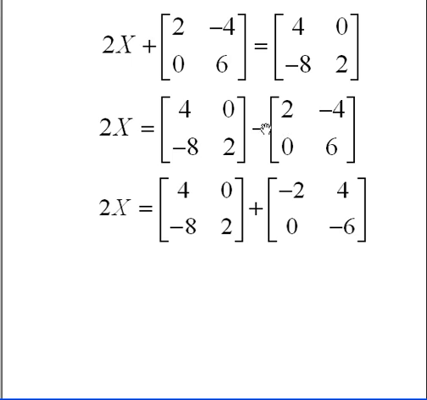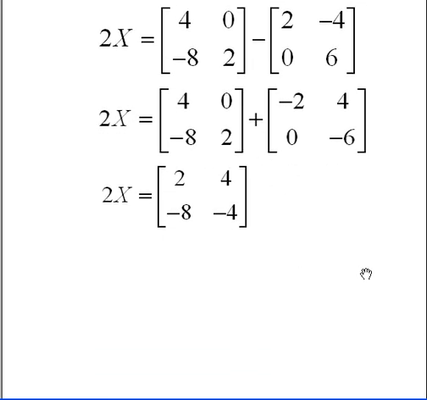So distribute out that negative, so to speak, to each term in the second matrix. That'll become a negative 2. The inverse of negative 4 is positive 4. Still have 0, and then we have negative 6. Let's add those two matrices together. I didn't write out the step where we said 4 plus negative 2 is 2. 0 plus 4 is 4. Negative 8 plus 0 is negative 8. And 2 plus negative 6 is negative 4.